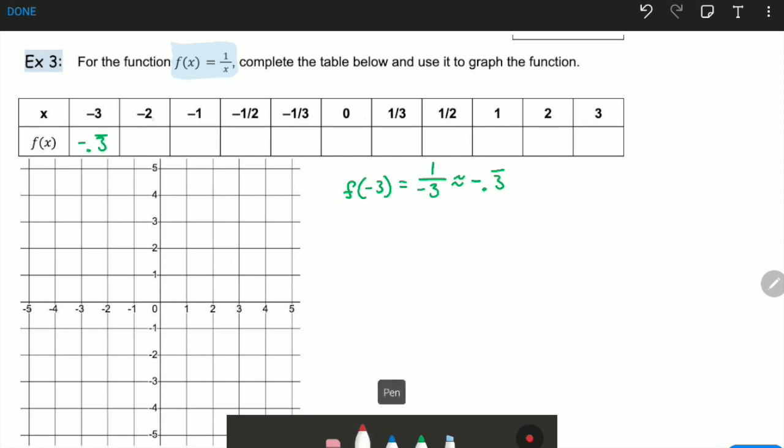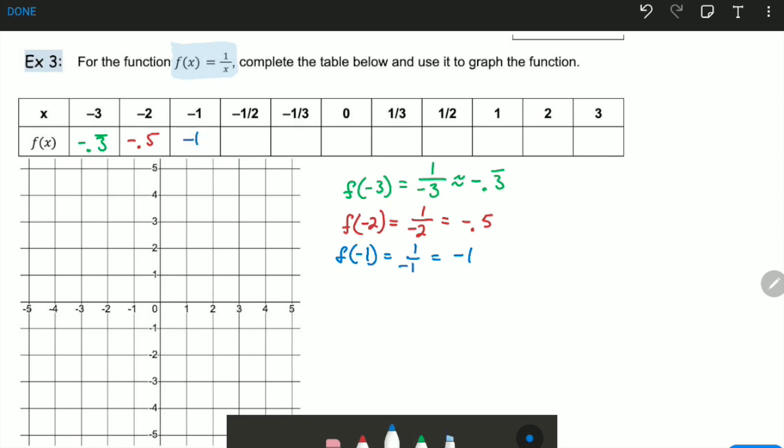Next would be the -2, doing the same thing. F of -2, just replacing x with -2, which would exactly get -0.5. Same thing with the -1. F of -1, just replacing x with -1, which will give us -1.